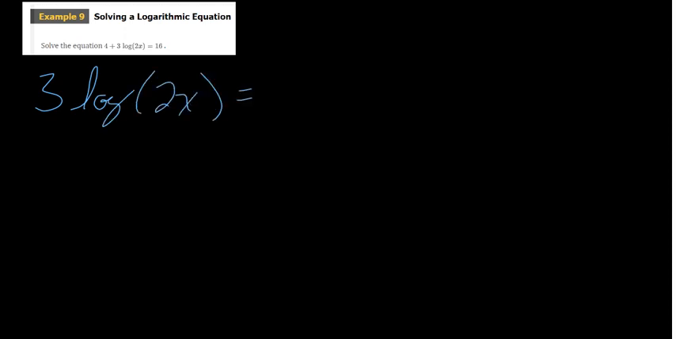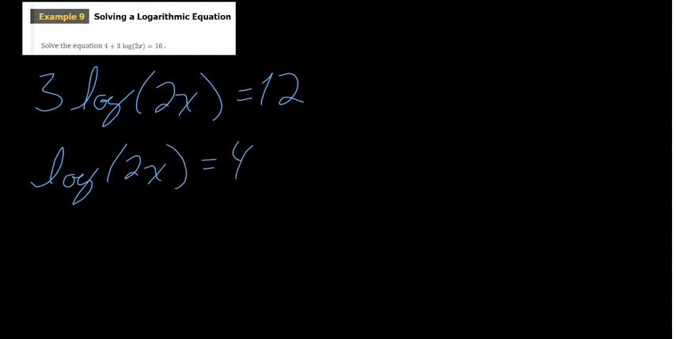Okay, so more autopilot-y problems here. First, again, we need to isolate that logarithm. So we're going to subtract 4 from both sides. So we're going to have 3 log of 2x equal to 12. We're going to divide both sides by 3. So we're going to have log of 2x is equal to 4.